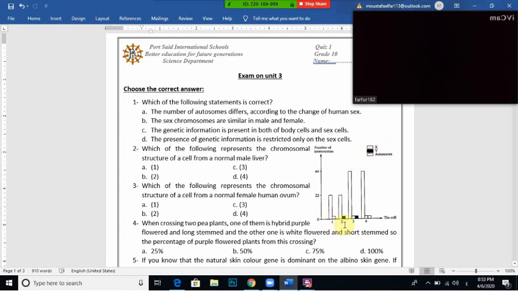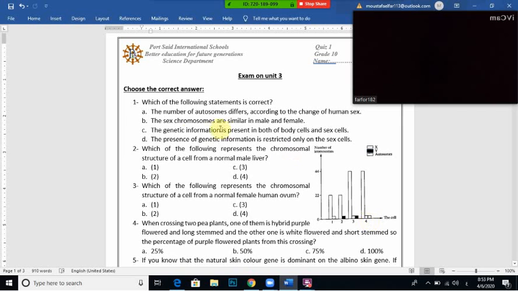So cell number two contains 22 autosomes and one sex chromosome, which is Y. Cell number three has 44 autosomes and two sex chromosomes, X and Y. And the last one contains 44 autosomes and XX.